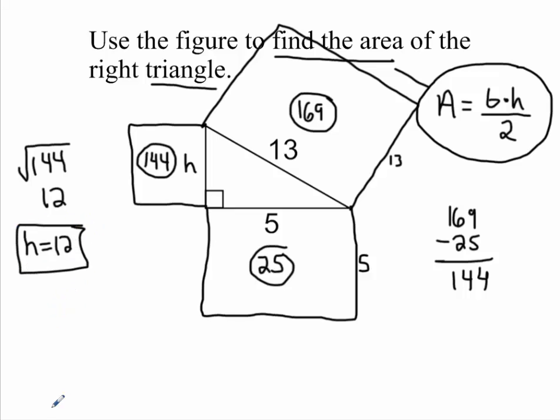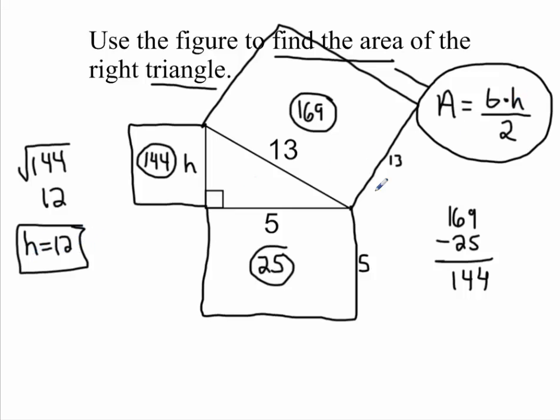One thing to do when you find a result is to go back and see, did you actually answer what we were trying to find? A lot of times we're tempted to stop the math problem once we find some answer, but this is only part of the solution. Here it says, use the figure to find the area of the right triangle. Recall that to get the area, you need the base and the height. All this work we did was simply to find the height. And the height is 12.